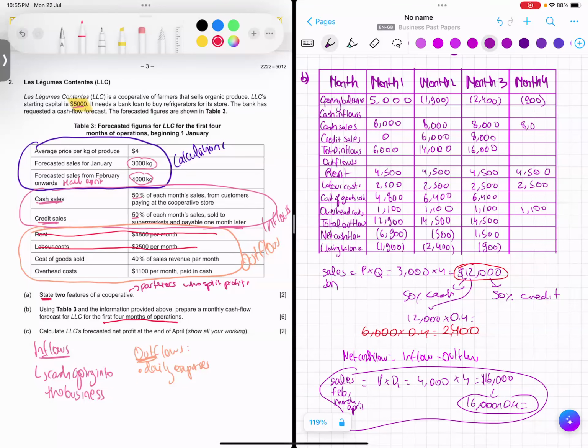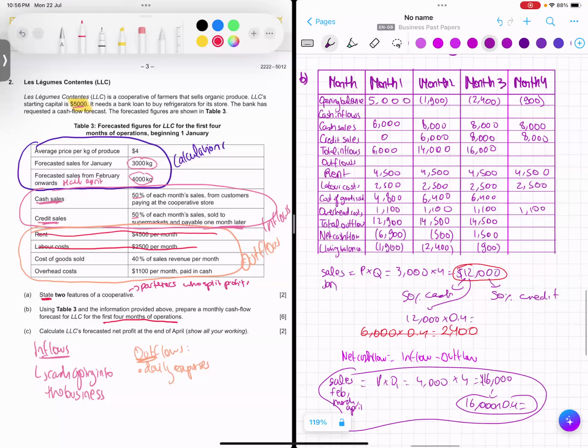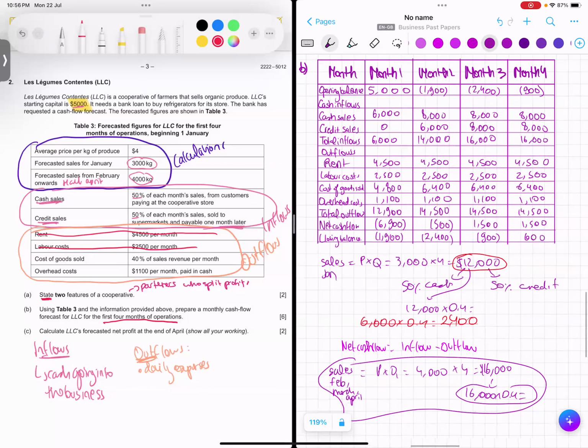We have 8,000 here and 8,000 here, because again, we have the same sales in month 3 and month 4 as in month 2. So then it's 16,000. So it's also 6,400 here, because again, 0.4 times 16,000 is 6,400. So we have 14,500. We have 1,500, which is our net cash flow, because 16,000 minus 14,500 is 1,500. So we have negative 900 plus 1,500, we have 600. So 600, which is positive. Okay, so this is it.